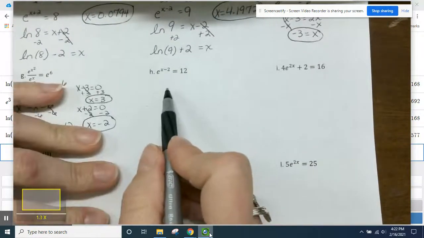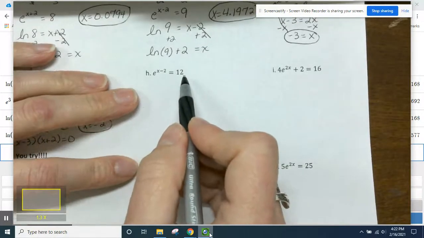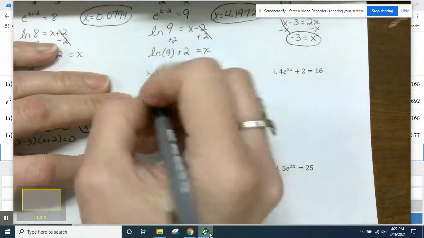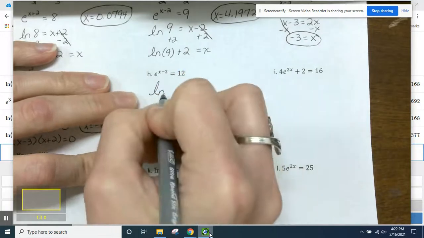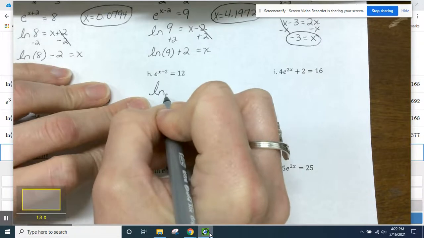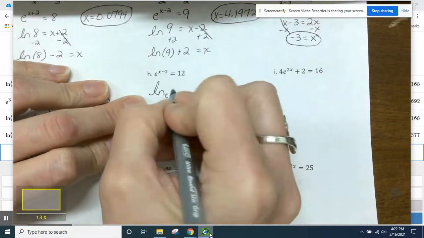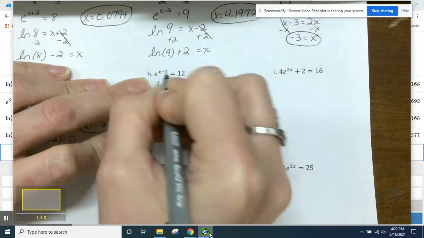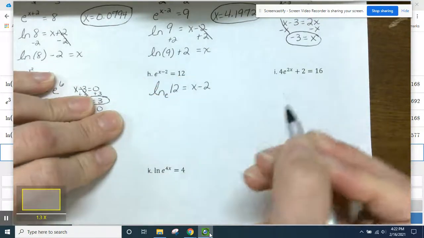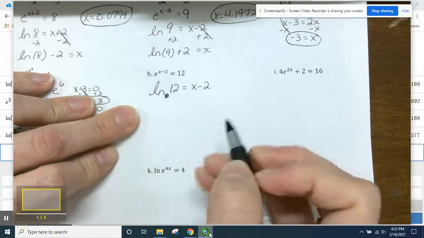Okay, for h, we have e to the x minus 2 equals 12. So we're going to have to rewrite this as a natural log. So the natural log, that means you've got a base e down here. Natural log, that's where your base e comes from. Natural log of 12, this thing over here has to equal x minus 2. Now you don't have to put that e in there. I just put it in there again to show you what I was doing.